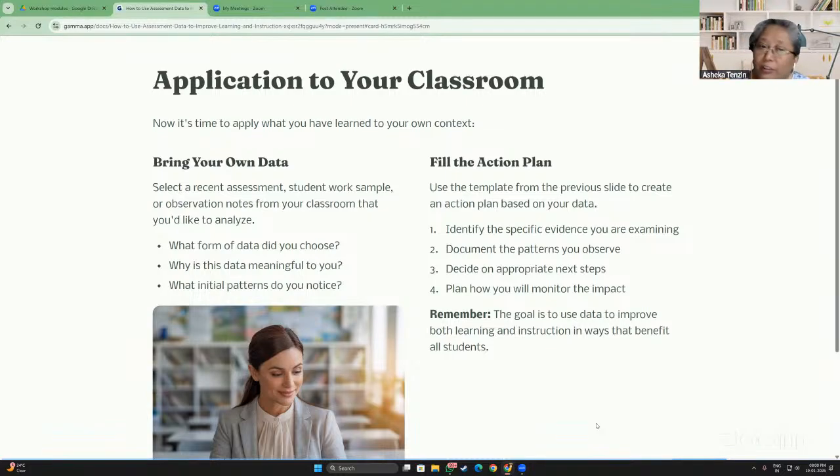And after you have noticed the pattern, you fill the action plan. Okay. What is the specific evidence that you are examining? Document the patterns that you observe. Decide on the next steps you are going to take in order to rectify whatever you have seen in the pattern. Okay, and then you plan how you are going to monitor the impact. How will you know that because you have changed the instructional approach, students have learned better? So how are you going to monitor it?